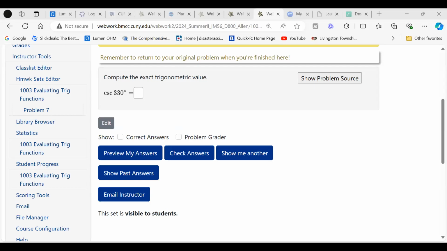First of all, you can draw something like this. First quadrant, everything positive. Second, sine positive. Third, tangent positive. Last one, cosine positive. So in the fourth quadrant here, only cosine is positive. Everything else will be negative. So cosecant is going to be negative, so the answer is negative. And then we're also going to use a reference angle.